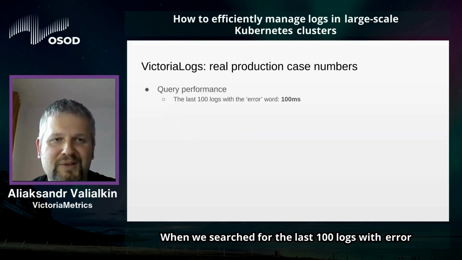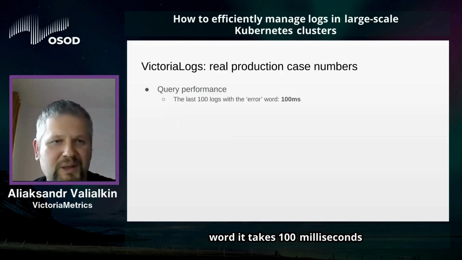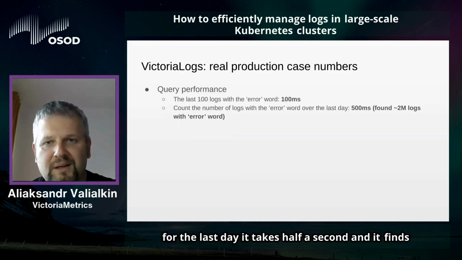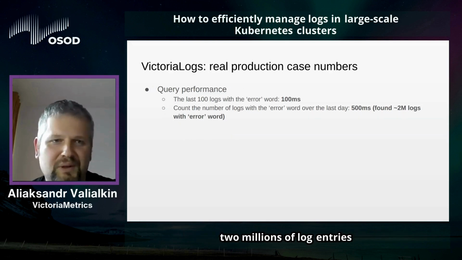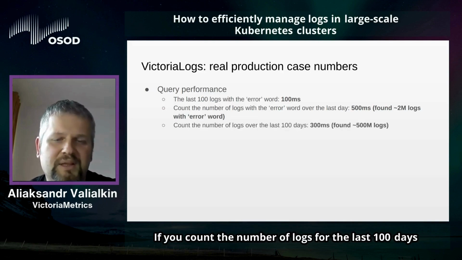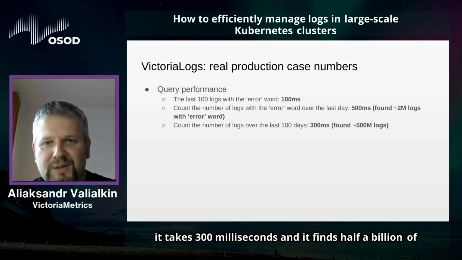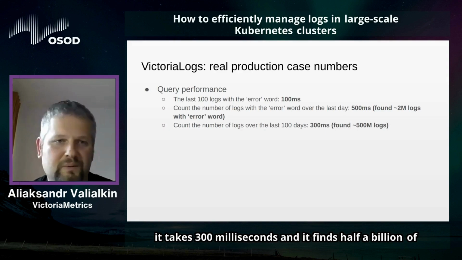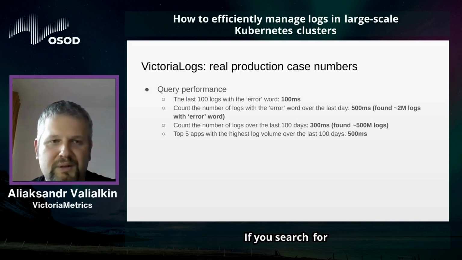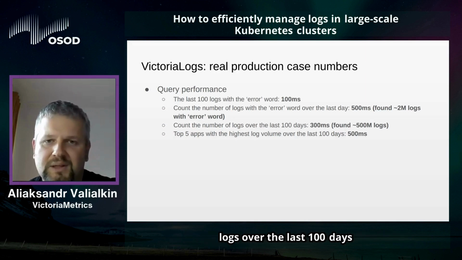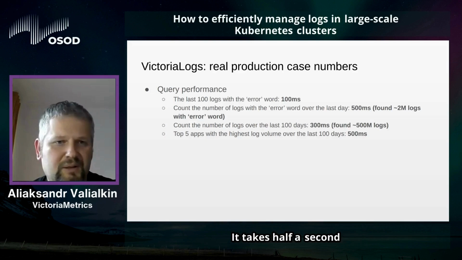When you search for the last 100 logs with the error word, it takes 100 milliseconds. When you count the number of logs with the error word for the last day, it takes half a second, and it finds 2 million log entries. If you count the number of logs for the last 100 days, it takes 300 milliseconds, and it finds 500 million logs. If you search for the top 5 applications with the highest number of logs over the last 100 days, it takes half a second.